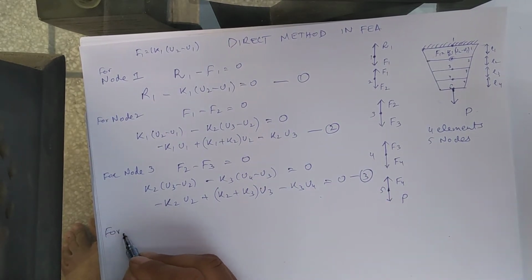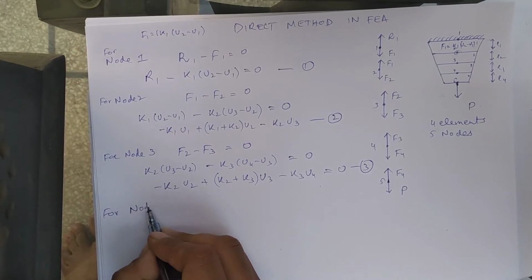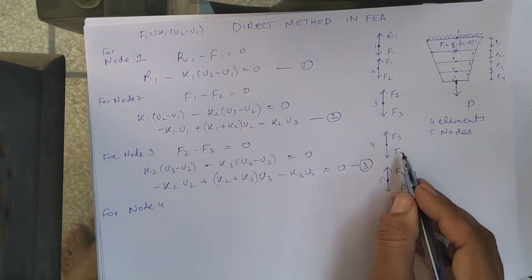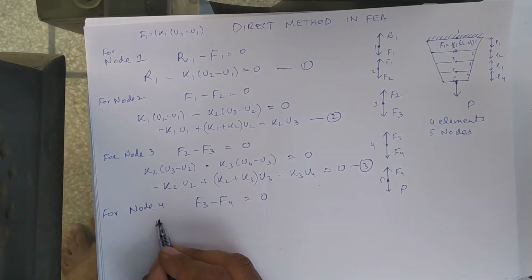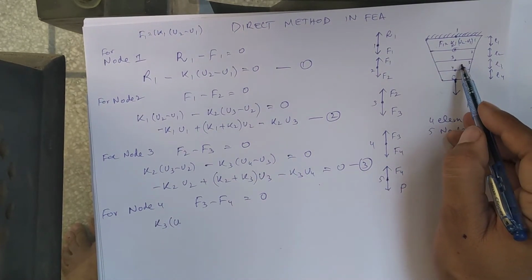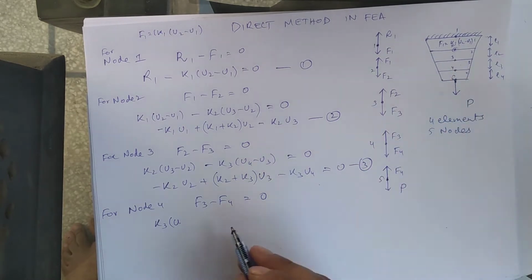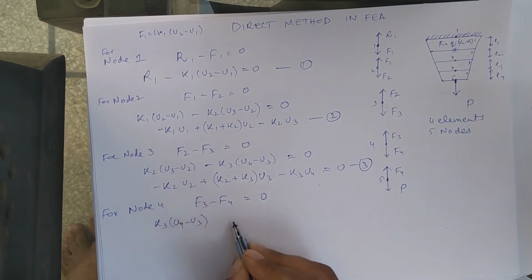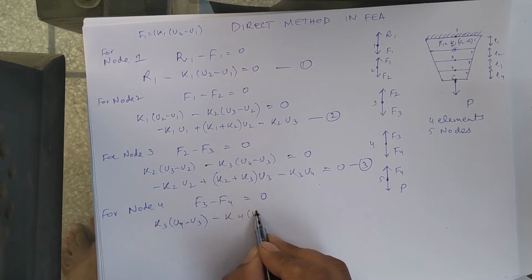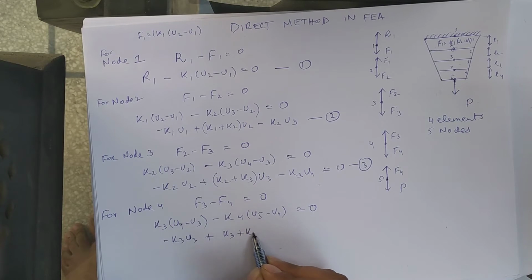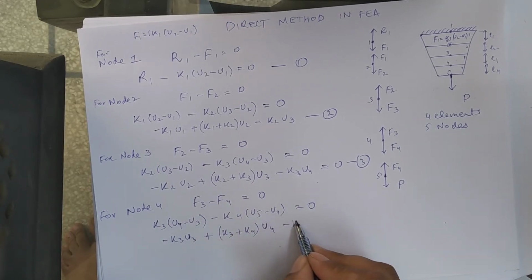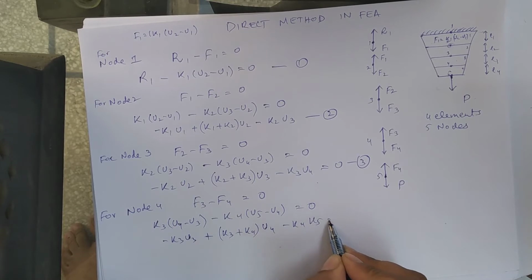For node 4, we have F3 minus F4 is equal to 0. So that will be K3 into U4 minus U3, because F3 is for element number 3, which is between node 3 and node 4, minus K4 into U5 minus U4 is equal to 0. We can simplify it: minus K3 U3 plus K3 plus K4 times U4 minus K4 U5 is equal to 0.